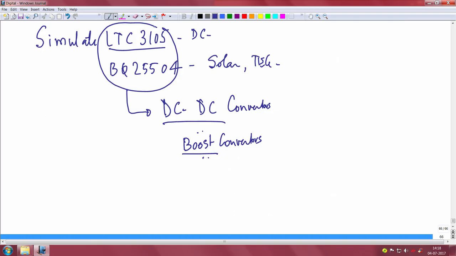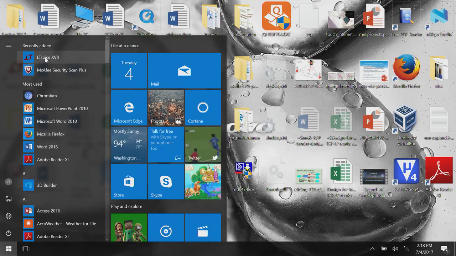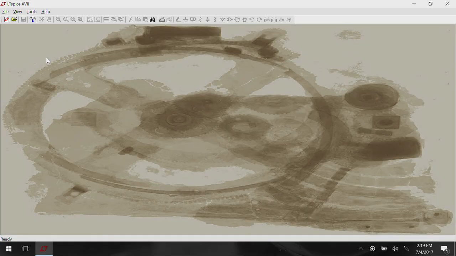So let us see a few simulations with LTC3105 and try to understand its pin layout and so on, and also see how the output behaves with respect to the components that have been chosen, alright. So, this is the background. Let us now move to LTspice, my screen here, and I will open LTspice.